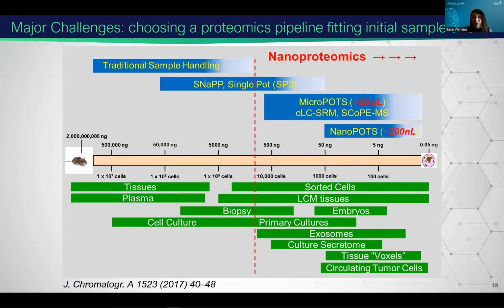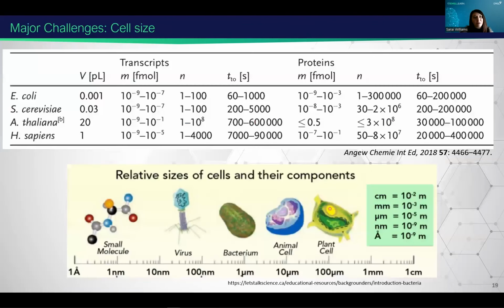And for nanopots, it's a much smaller sample size. We have an injection of 200 nanoliters, and for that we would need something much smaller, something less than 500 nanograms. And as you can see, as your sample size decreases, the challenges increase for mass spec proteomics.